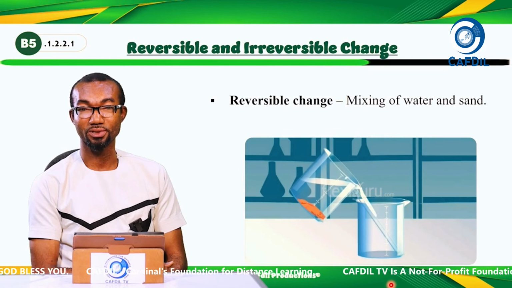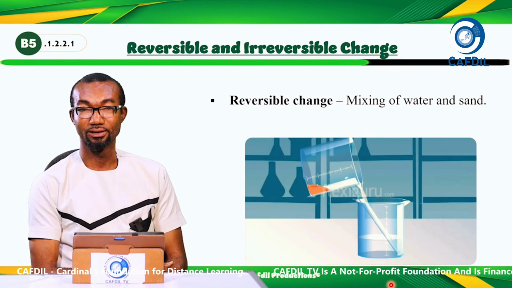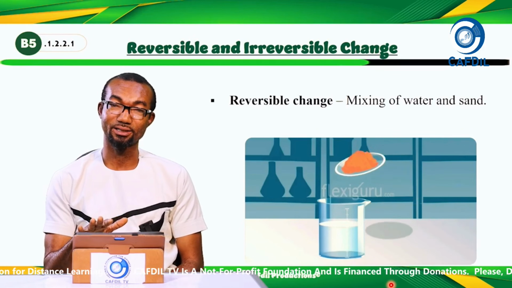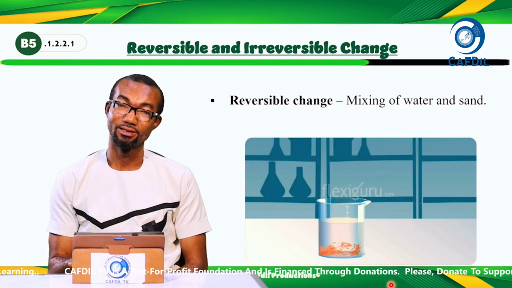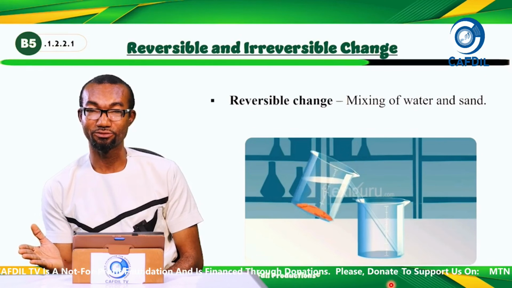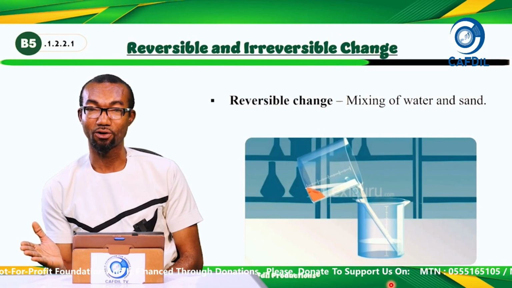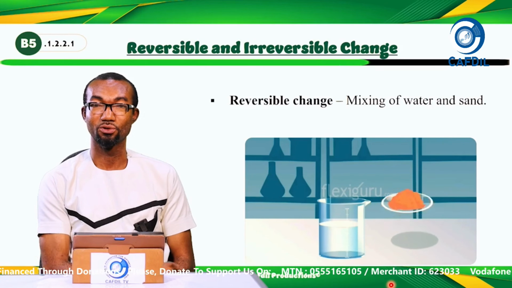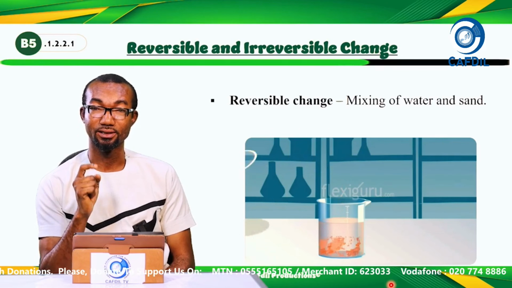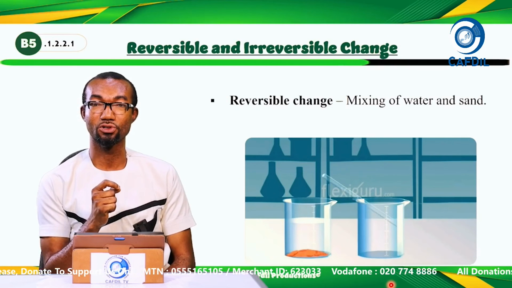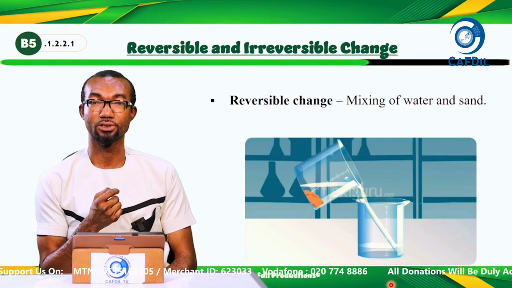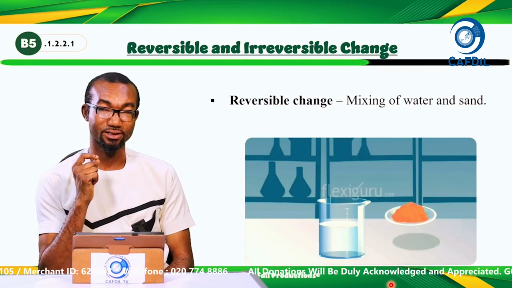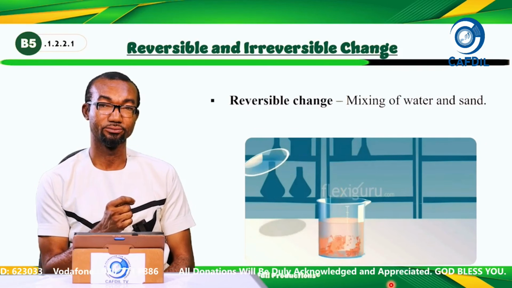Sometimes when you fetch water and the water has some particles in it, when you put it down, you see that the particles will settle at the bottom of the container, and then later you can pour the water carefully, the clean water, leaving the particles at the bottom. So mixing of water and sand is a reversible change because no new substance is formed.